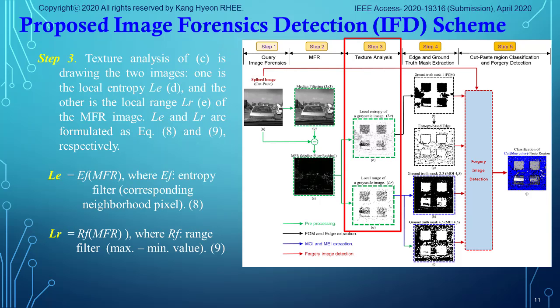Step 3. Texture analysis of C draws two images: one is the local entropy LA, D, and the other is the local range LR, E, of the MFR image. LA and LR are formulated as equations 8 and 9, respectively.